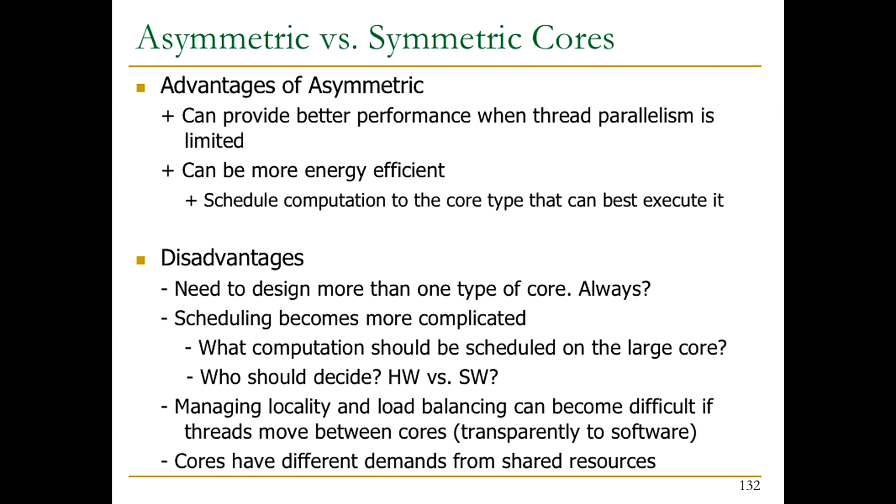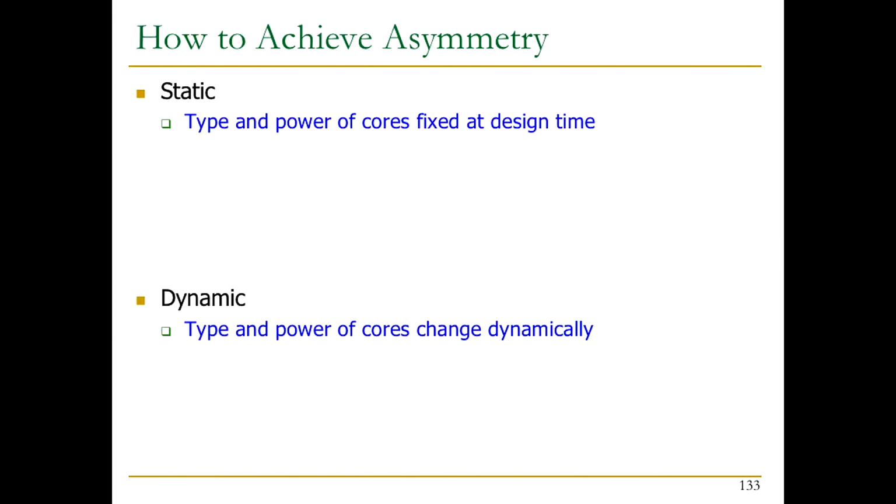This is true for the energy optimization work. What computation should be scheduled on the large core? Who should decide? Managing locality and load balancing can become difficult if threads move between the cores. That's true for both the software as well as the hardware, as we've seen, right? Shared data locality versus private data locality. And cores have different demands from shared resources. So how do you handle the shared resources? We have not talked about this also.